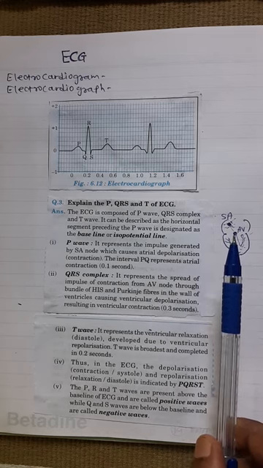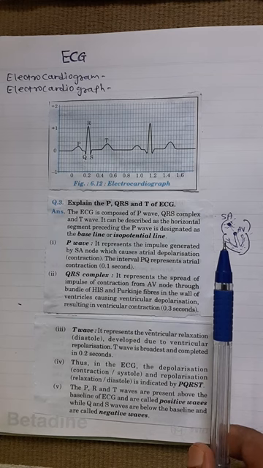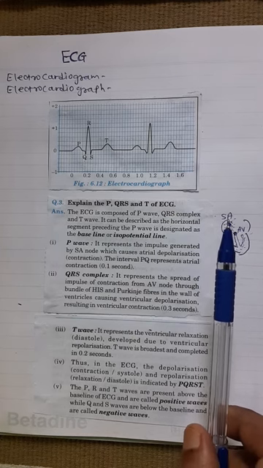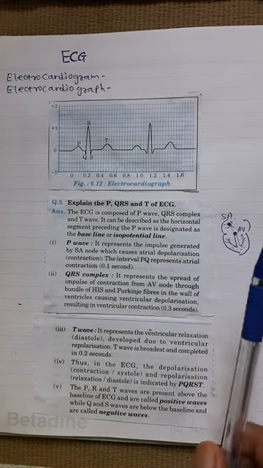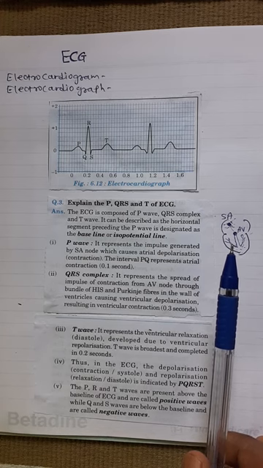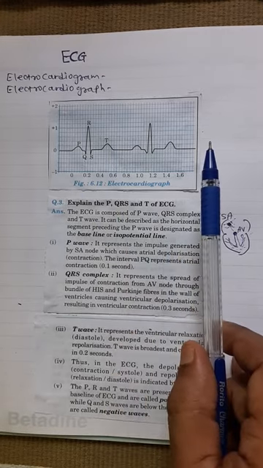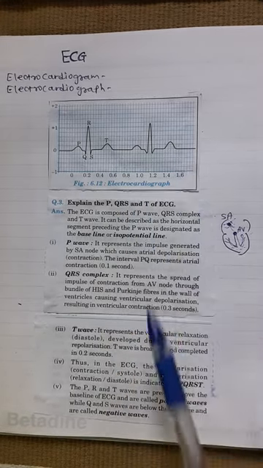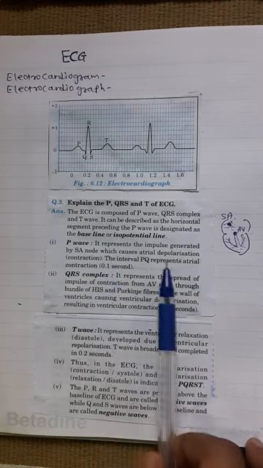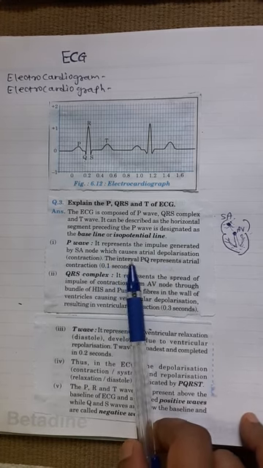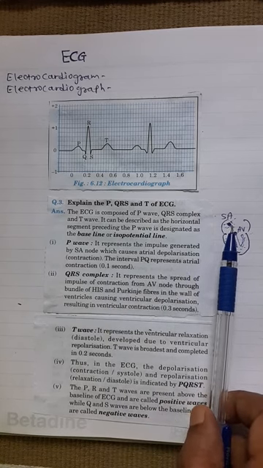Then it passes to the AV node, and from the AV node it passes to the bundle of His and then Purkinje fibers. Like this, in the form of an electric wave, the current passes from auricle to ventricle. So there is auricular contraction, then ventricular contraction, and after that relaxation of ventricle. The same thing is indicated with the help of ECG. Now P wave represents the impulse generated by the SA node which causes atrial depolarization, that is, it causes contraction of the auricle.